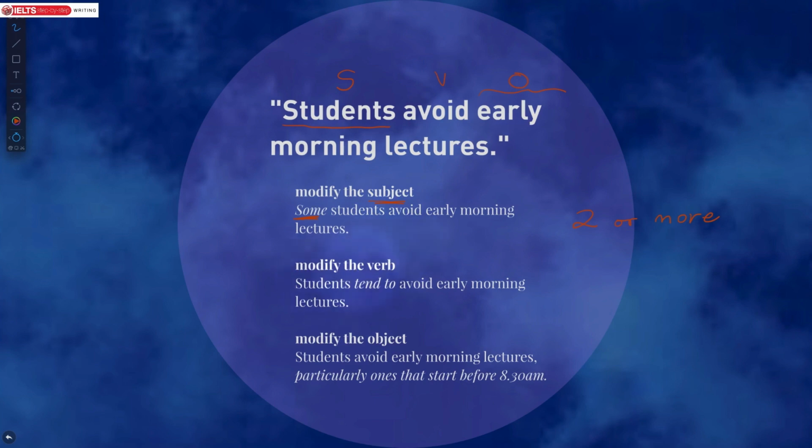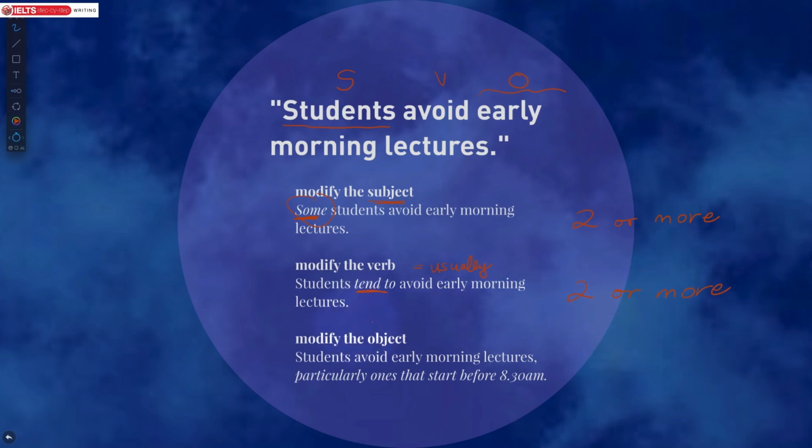Over here, modify the verb. Students tend to avoid early morning lectures. Tend to is another way to say usually. Okay, so I could say students usually avoid early morning lectures. Now, this statement using tend to is refutable because I can say not every morning, not every lecture, but some lectures. And there, some again, it means two or more.